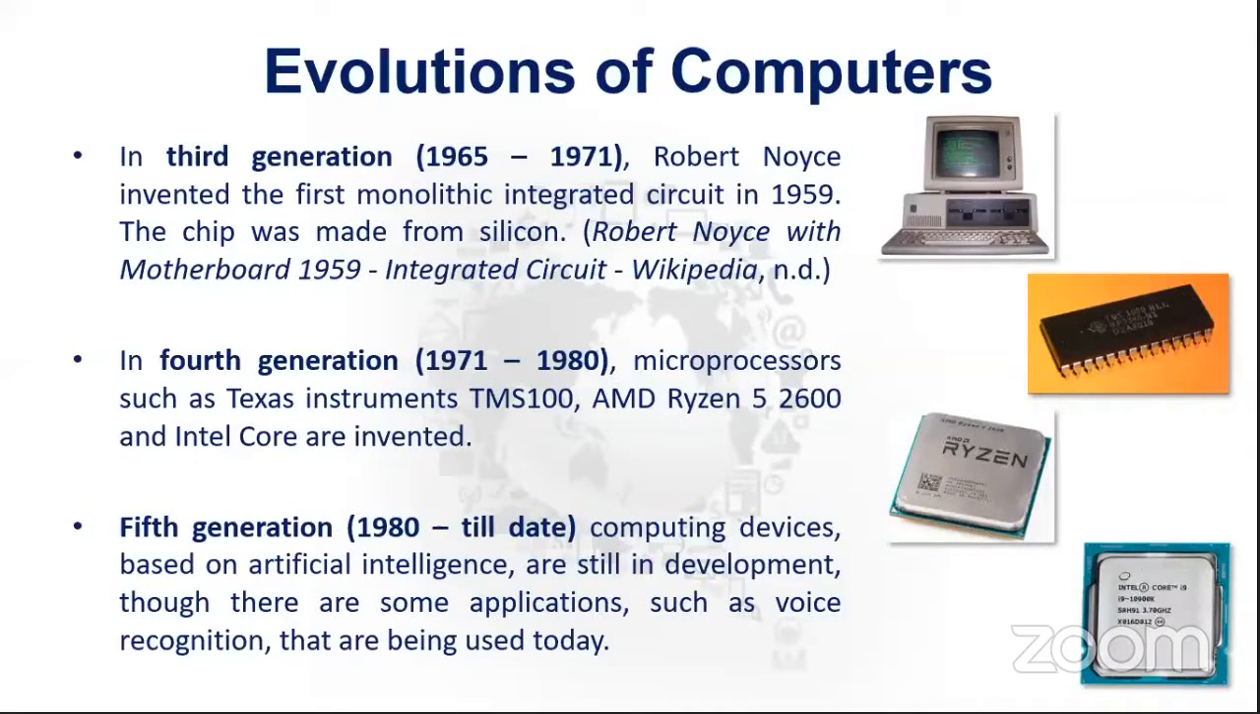From 1980 until today, we have the 5th generation computing devices that are based on artificial intelligence, or more commonly known as AI. Although still under development, there are some voice recognition applications such as Cortana, a virtual assistant developed by Microsoft, and Siri, a virtual assistant developed by Apple, that are being used today. If you want to find out more about Cortana, you can try it out in your Windows 10. Click the start button and you can start talking. Cortana will be able to assist you.